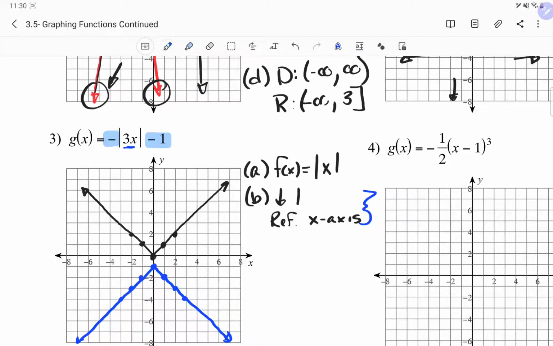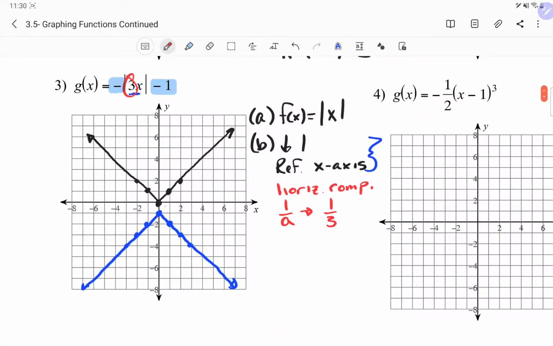Okay, so what that means. I'm going to do this one in red. So this is a horizontal compression. Whatever this value is, you're going to stick it over 1, or under 1. So it's a horizontal compression by a factor of 1 over a. In other words, we're going to multiply each of our x values by 1 over 3. So I'm going to take a look at each of these x values.